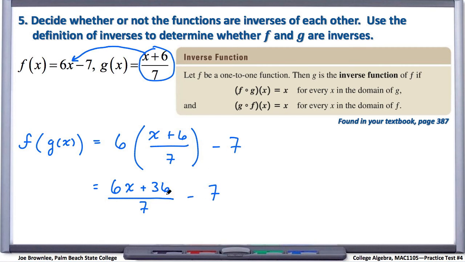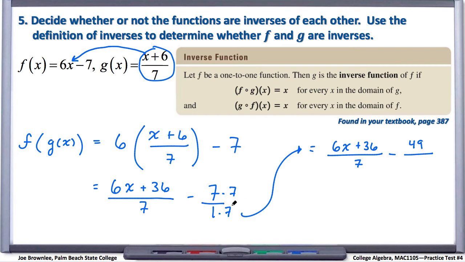We're adding and subtracting fractions here, and when we add or subtract fractions, we need a common denominator. Right now, this is 7 over 1, and if we have a 7 and a 1, we know our common denominator will be 7. So we've got to multiply by 7 on both sides. So when we do that, we'll end up with (6x plus 36) over 7 minus, and 7 times 7 is 49 over 1 times 7 is 7.